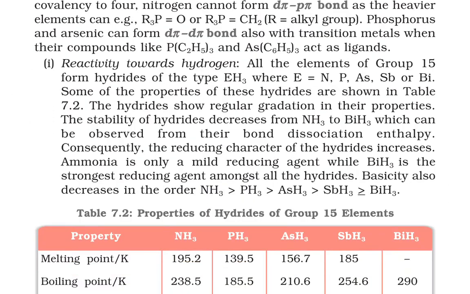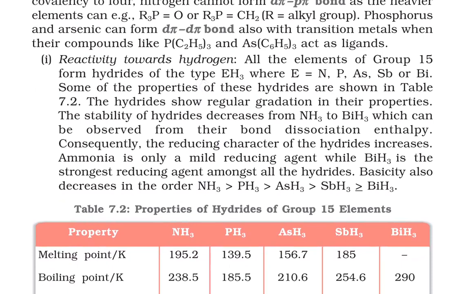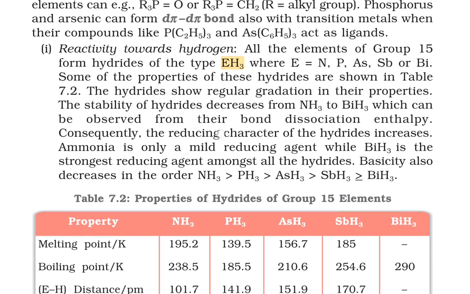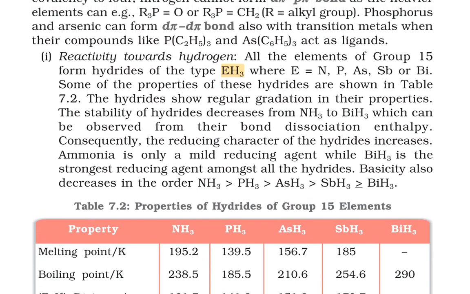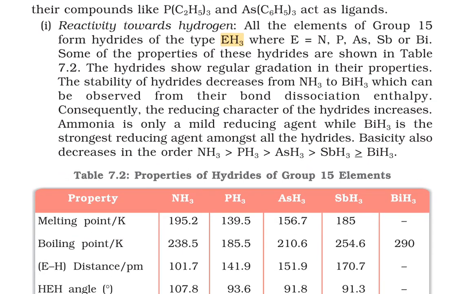Now, reactivity towards hydrogen. All the elements of group 15 form hydrides of the type EH3. So we should remember this general format EH3, where E is N, P, As, Sb or Bi. Like E can be nitrogen, phosphorus, arsenic, antimony and bismuth, and it forms EH3 type compounds like NH3, PH3, AsH3, SbH3 and BiH3. Some of the properties of these hydrides are shown in table 7.2.